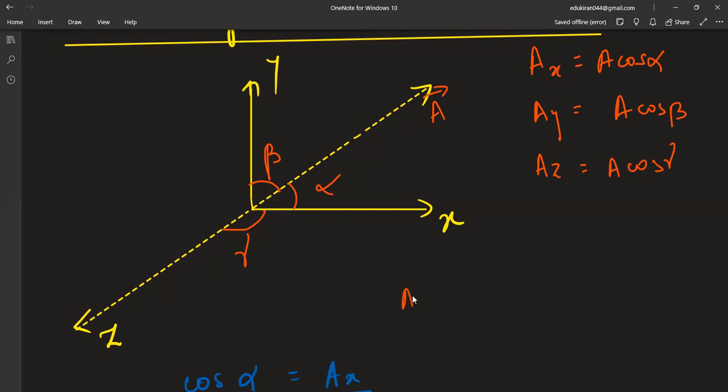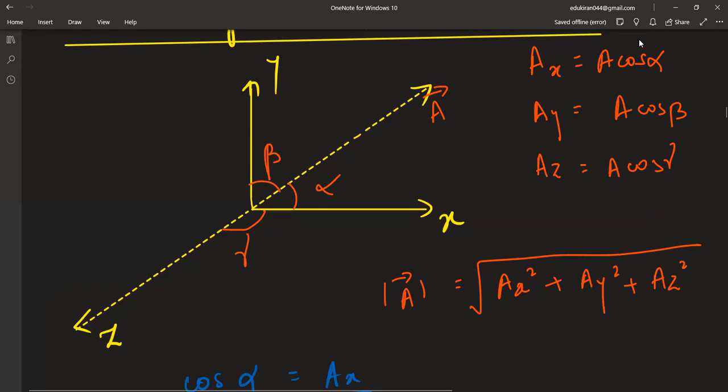Now, when you have to find out the magnitude of the vector A, these are the individual components. How do we calculate the magnitude? This will remain the same: under root Ax square plus Ay square plus Az square. This part will remain the same.